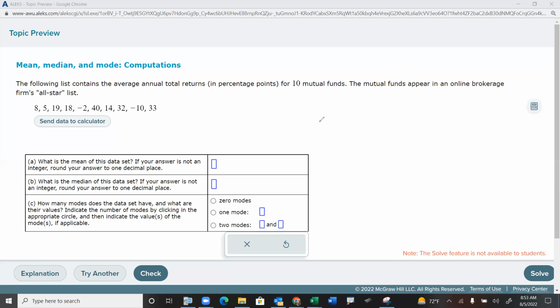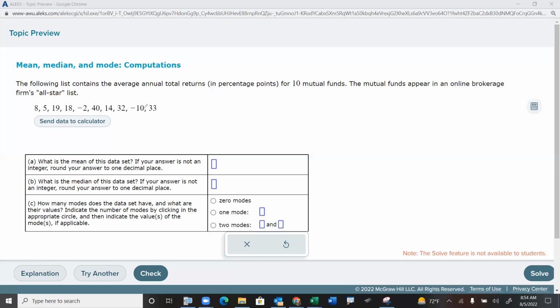The mutual funds appear in an online brokerage firm's all-star list. So I'm seeing find mean, median, and mode. Because of median, I'm thinking I'm going to want to put these in order at some point. And in fact, I see that right there. So let's just put them in order right now.